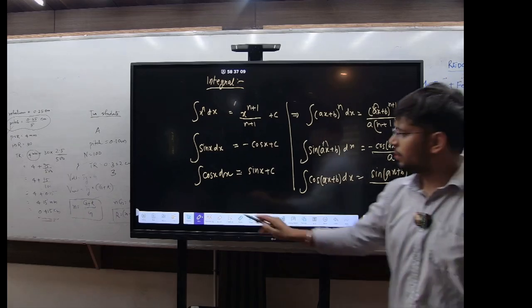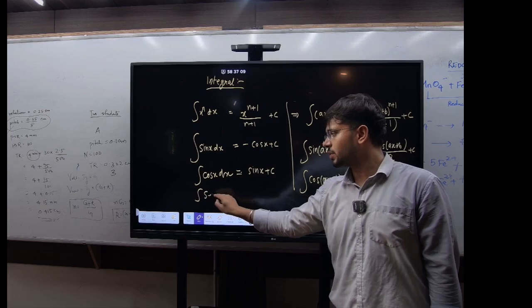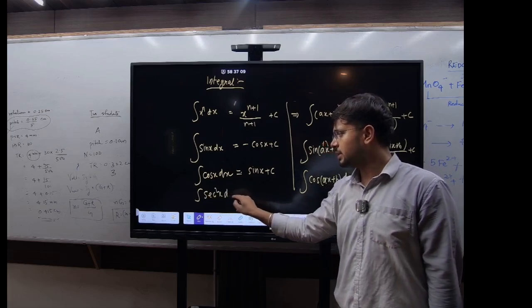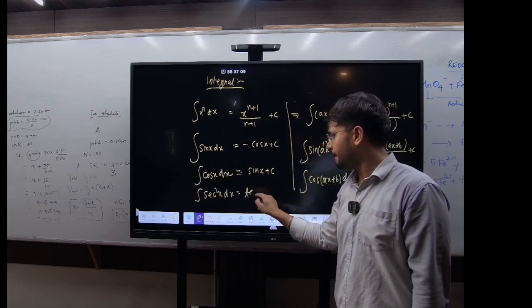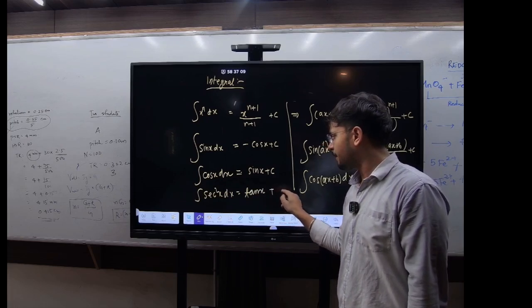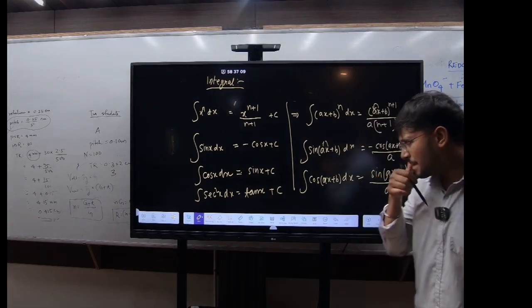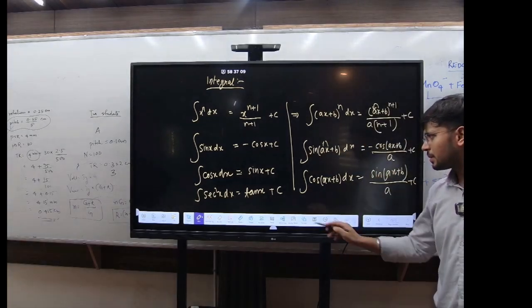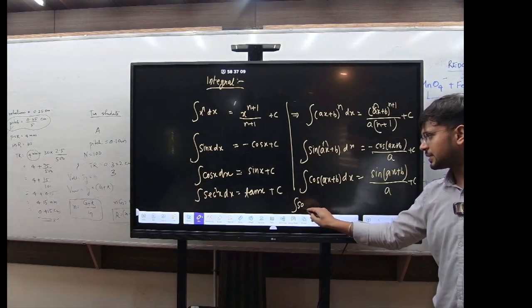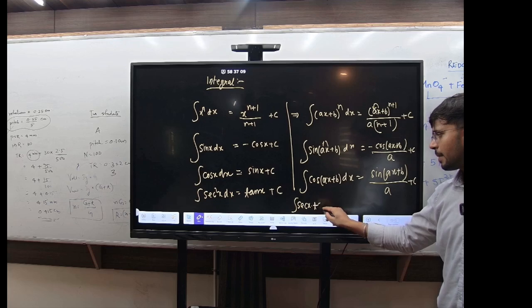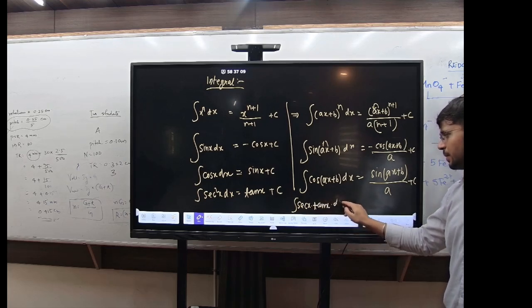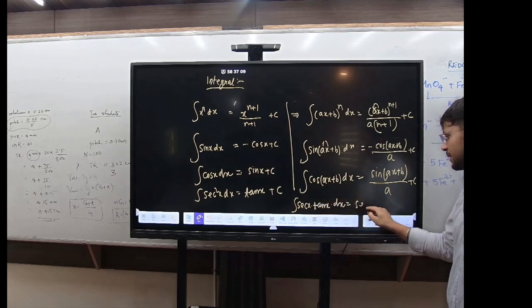One important formula: integration of sec square x is tan x plus c. Integration of sec x tan x is equal to sec x plus c. These formulas you must remember.